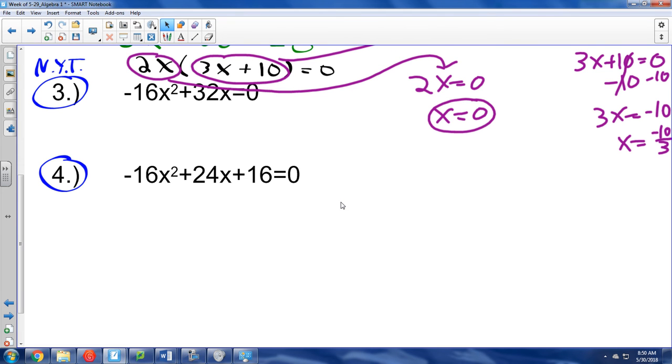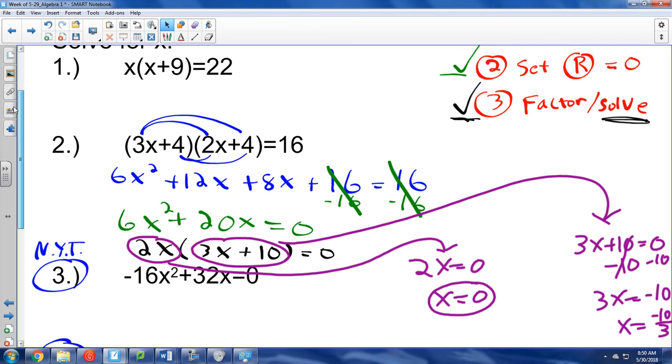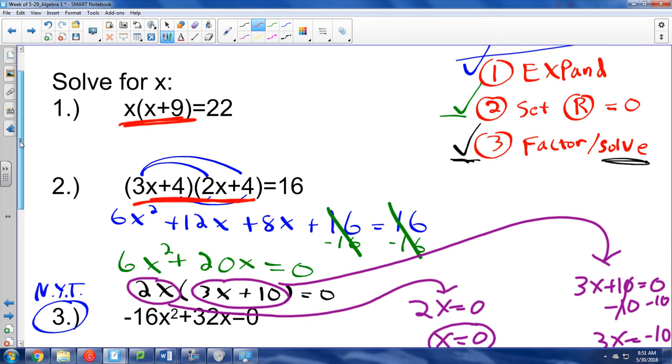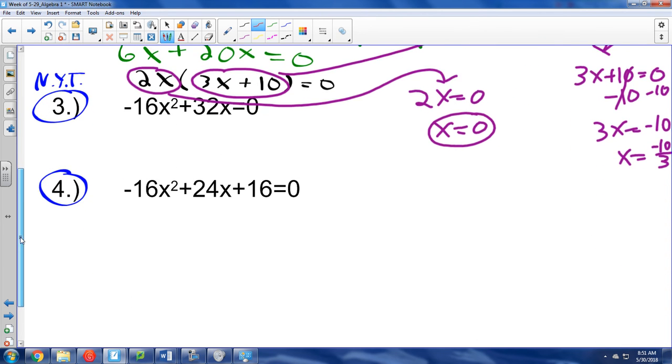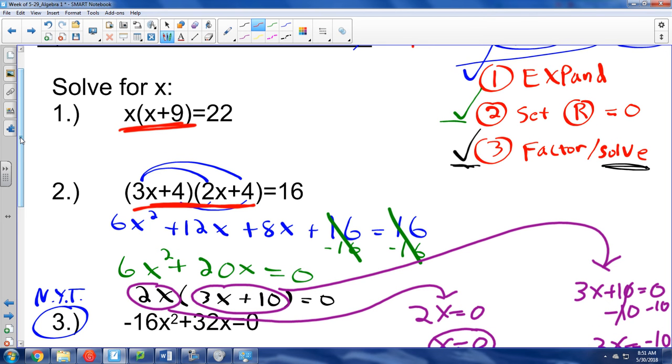So remember, pause the video and try 3 and 4, but what I want to bring your attention to is that on numbers 1 and 2, you had things that were already broken down into factors, and they needed to be distributed out. They needed to be expanded, which is step 1. But on numbers 3 and 4, you don't need to expand. Step 1 is already done for those two problems, number 3 and 4, right?